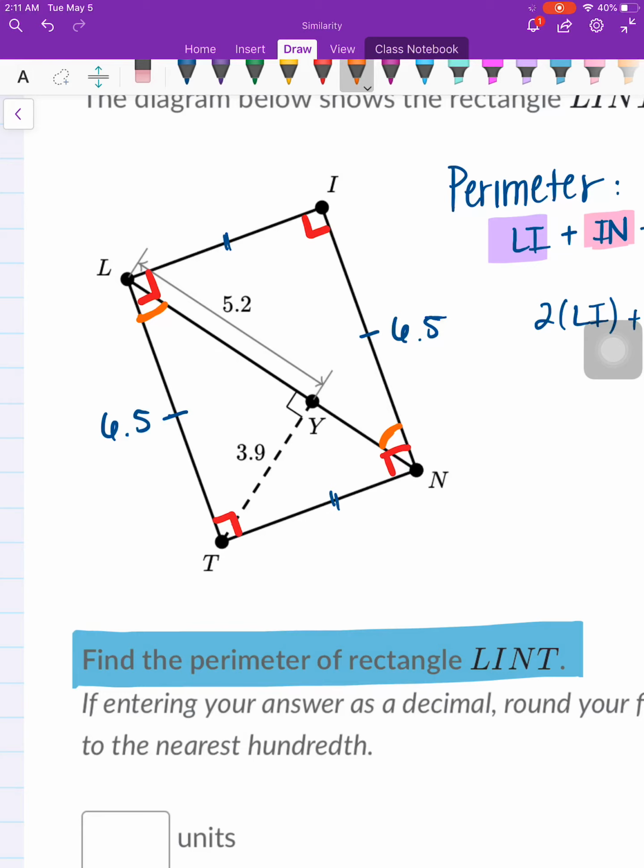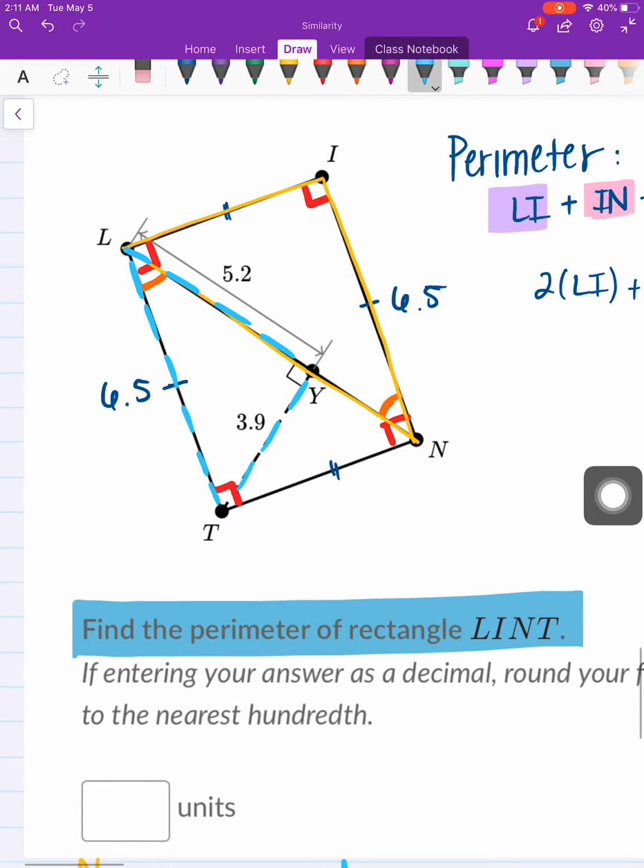So I'm gonna go ahead and play around with these two triangles here, and I'll go ahead and do LIN in yellow, and then I'll go ahead and do LYT in a dashed blue. And I'll go ahead and draw them on the bottom. I have them pre-drawn. So these are the triangles we're working with. We're working with LIN and LYT. So on the bottom, this is what we have.